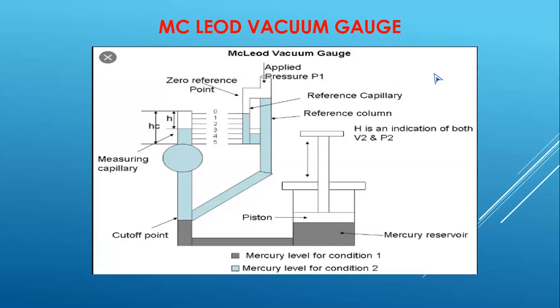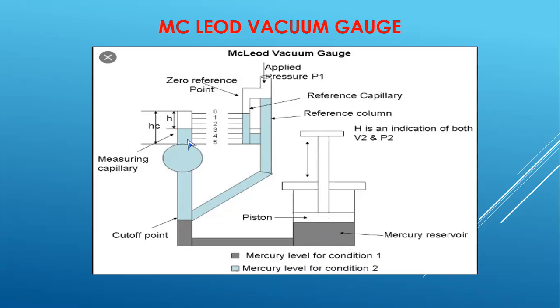See, all of you observe here. This is a McLeod gauge used for measurement of negative pressure. This is the measuring capillary filled with mercury. And here, this is the reference capillary. This is also filled with mercury, and it is directly connected to the tank which has a mercury reservoir.